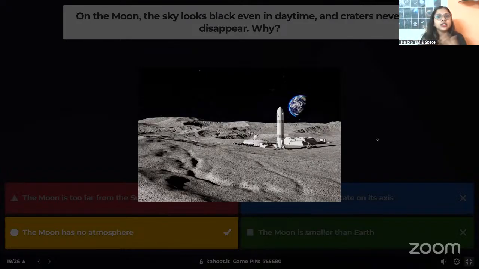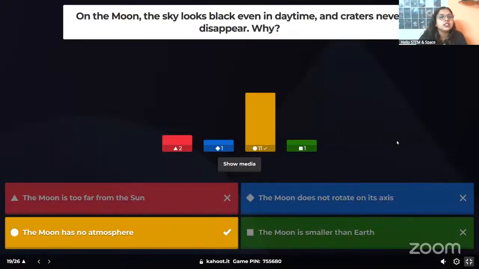Also, the craters never disappear because so many small meteors are always hitting the moon's surface, and that is the reason why it has a lot of craters. They never disappear because it doesn't have any air on it. So that's why they're not disappearing. So no atmosphere is the correct answer.